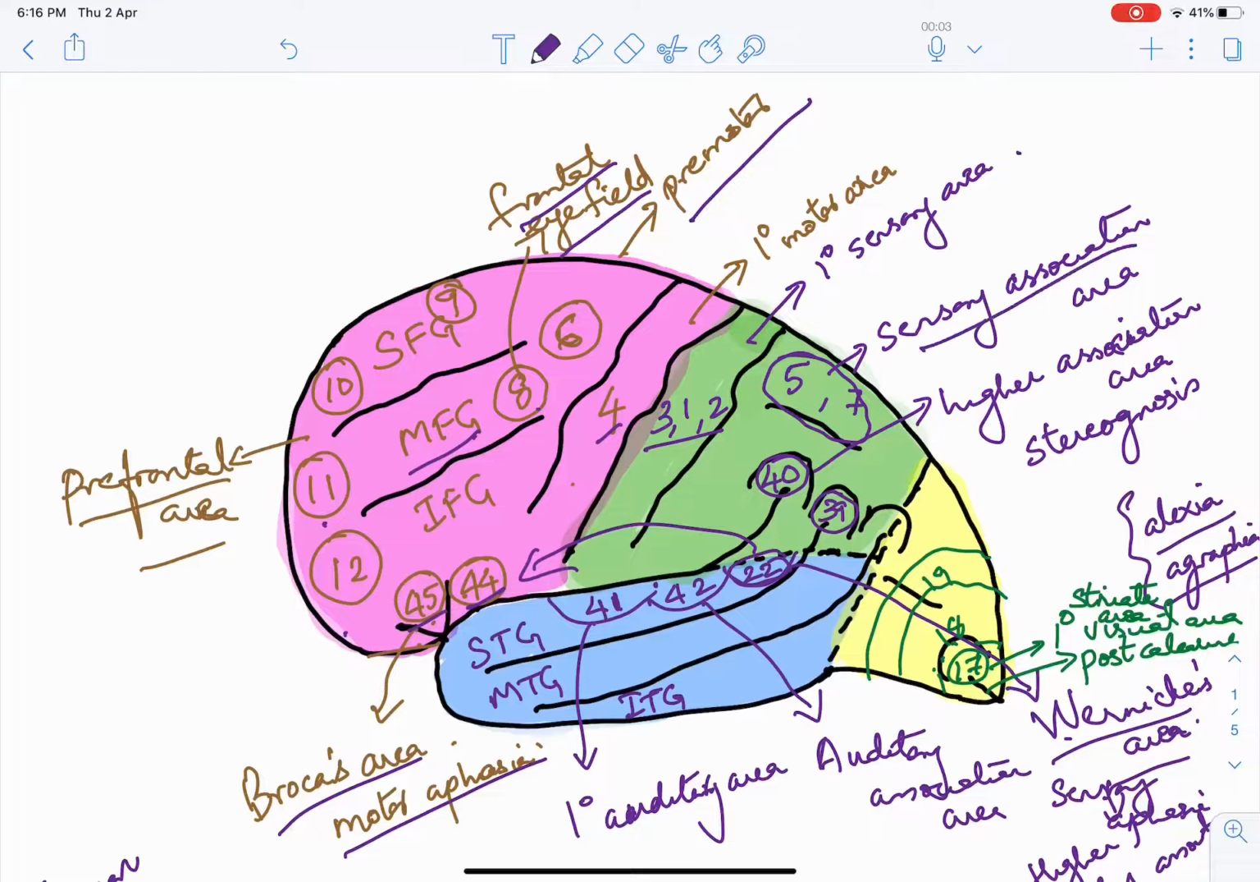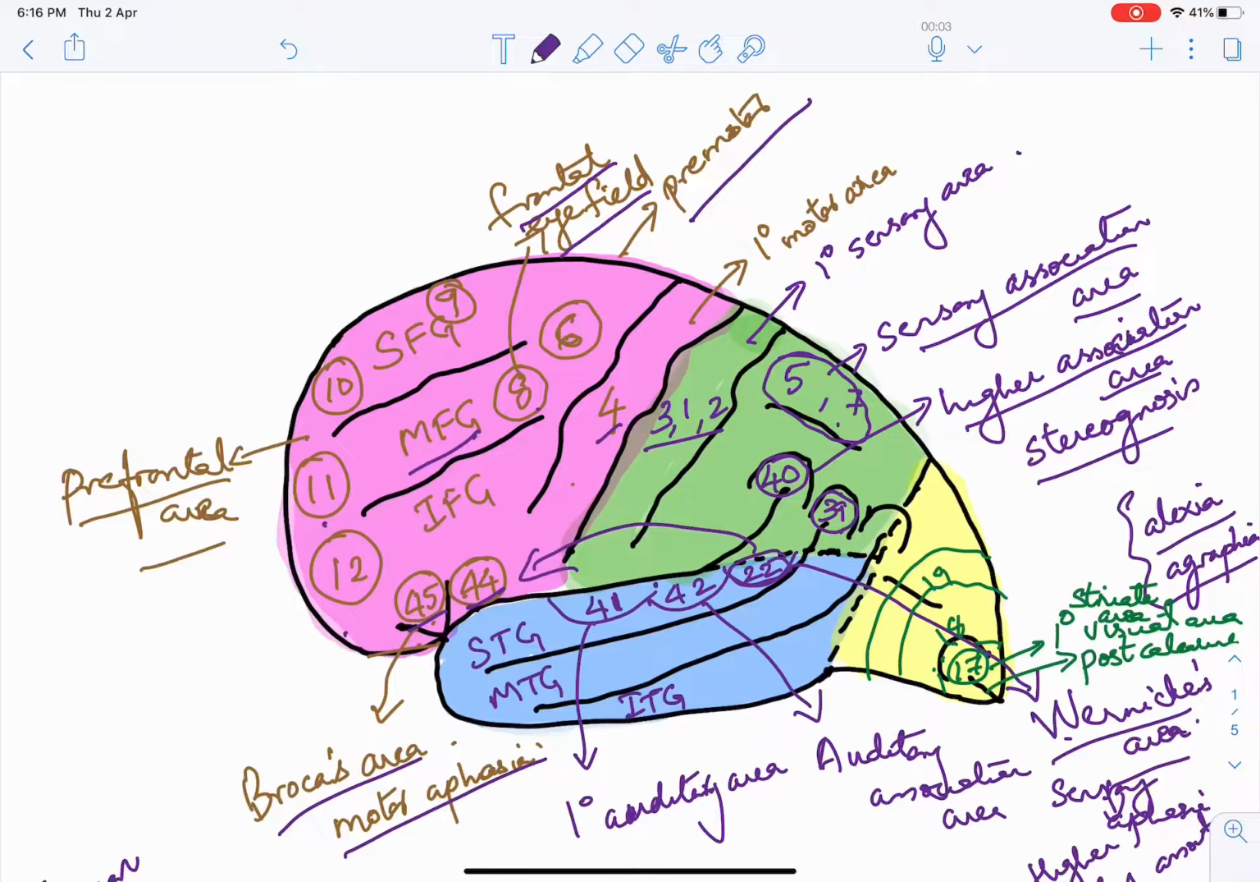The sensory association area is area number 5 and 7, that is located in the superior parietal lobule. Then in the supramarginal gyrus, we have area number 40, that is the higher association area, which helps in stereognosis. Then we have the angular gyrus, we have area number 39, that is helping in the recognition of objects by the visual images. And then we have area number 22.